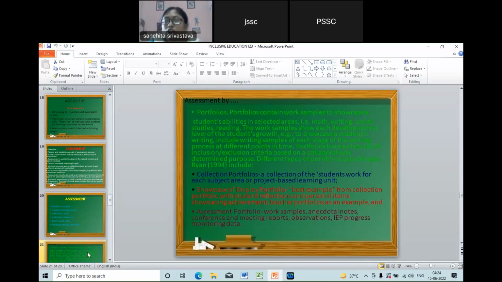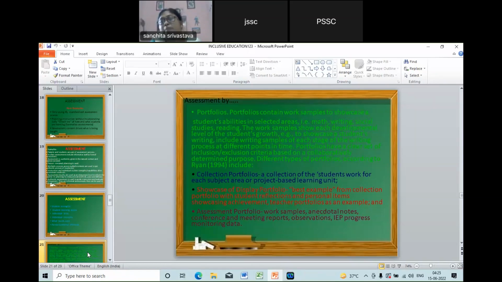So portfolios are a very good example where you can judge the ability and select the areas where the child is very good. For example, if the child is good in maths or writing skills, studies, reading, then work samples show the development level of the student. See, daily check-ins can also be taken as portfolios.